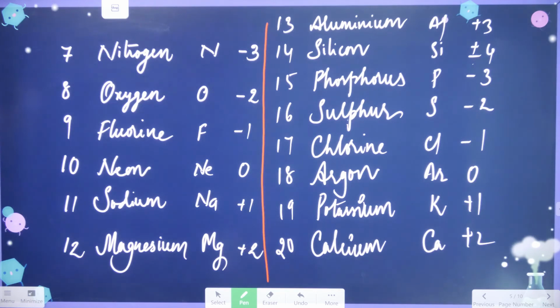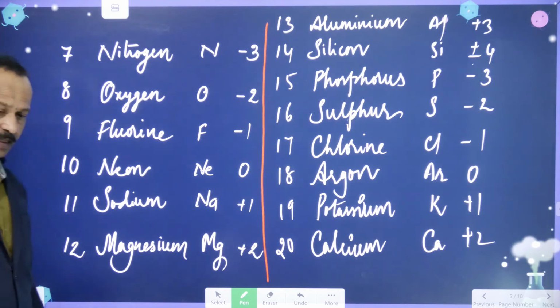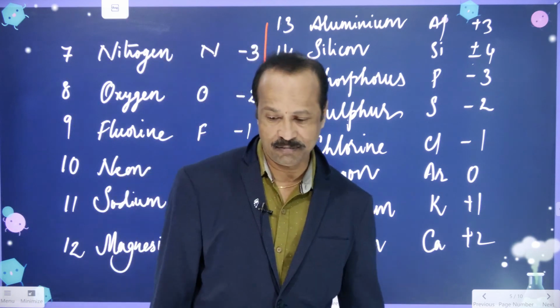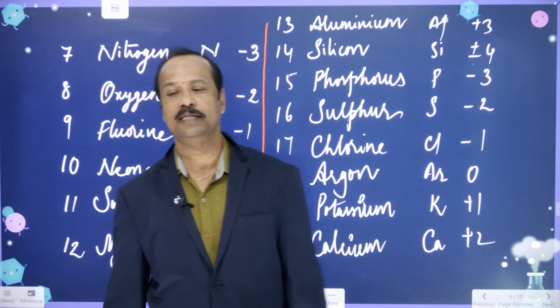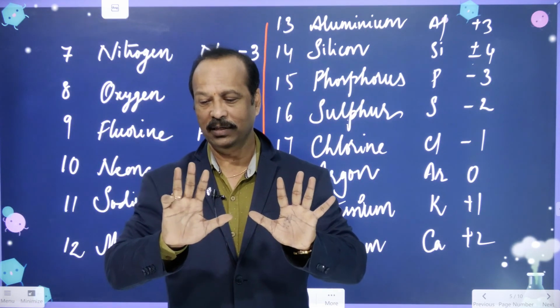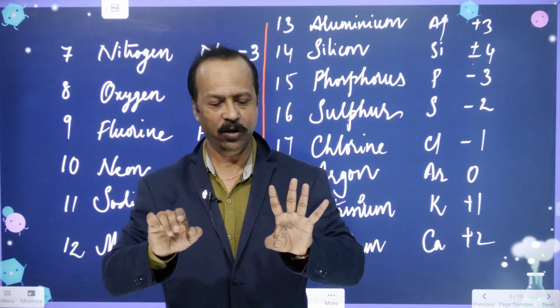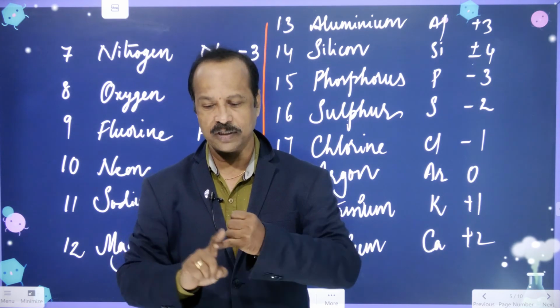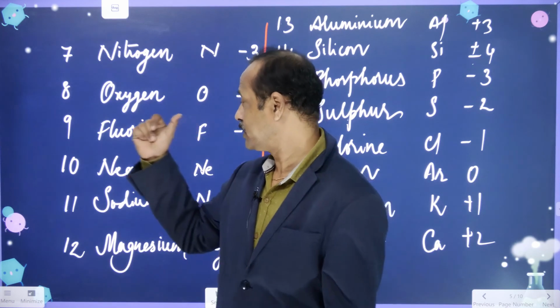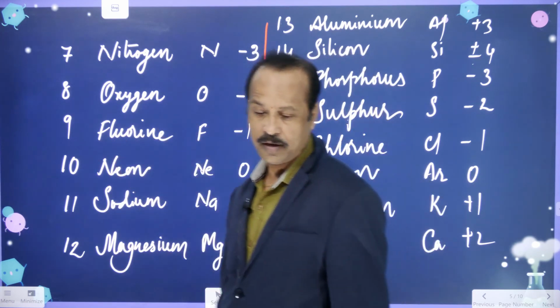For example, if I ask you what is neon, you should know neon's atomic number is 10. So 1, 0, 1, 2, 3, 4, 3, 2, 1, 0. So the 10th one is 0. So neon is 0, like this.